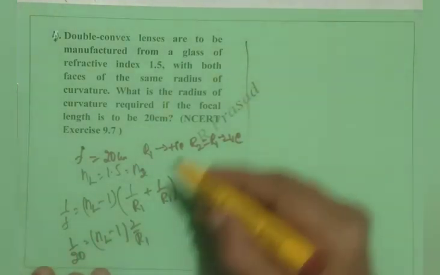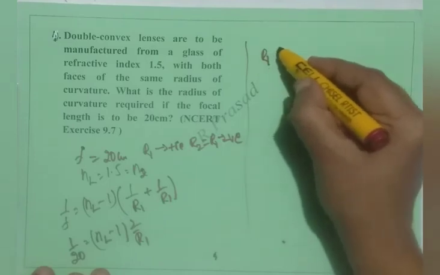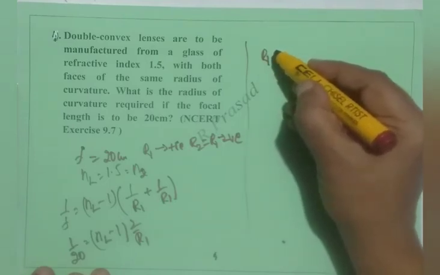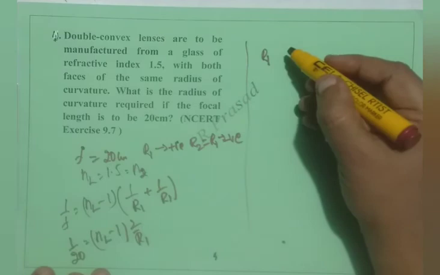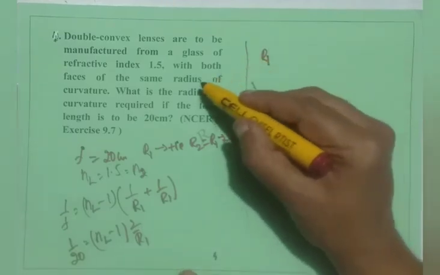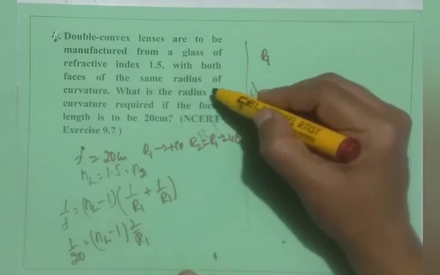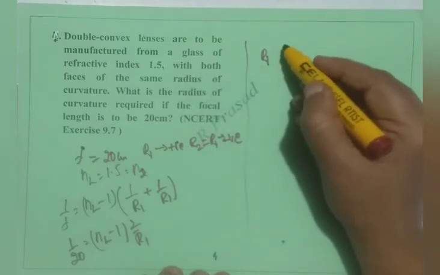Now R1 is the radius of curvature, with both faces of the same radius of curvature. What is the radius of curvature? That is to be calculated.